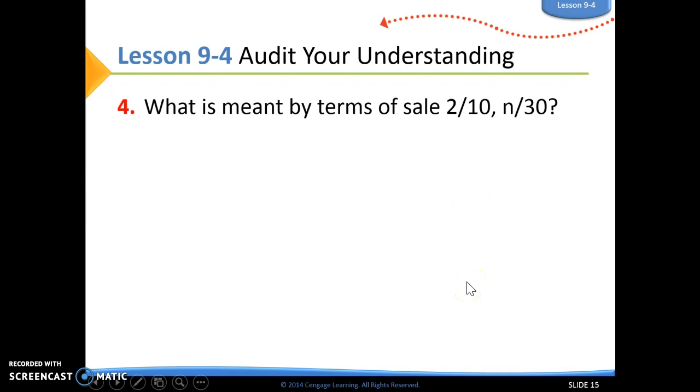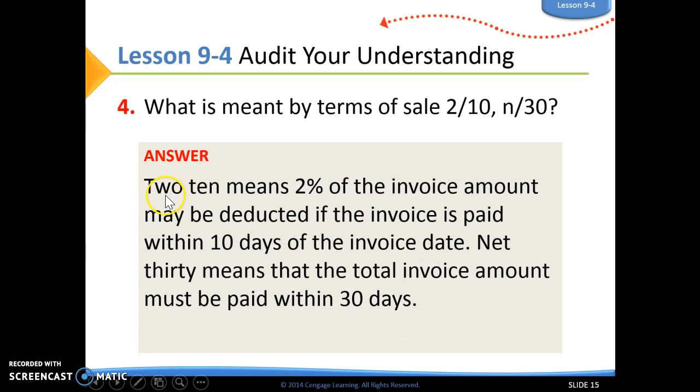Number 4, what is meant by the terms of sale 2/10, n/30? You'll actually see this quite a bit. So what that means is that you would get a 2% discount if you pay the invoice in 10 days. If not, you need to pay the net amount, which means the full amount, in 30 days. So the 2 and the N are how much of a discount or what you have to pay. So 2% in 10 days, net in 30 days.